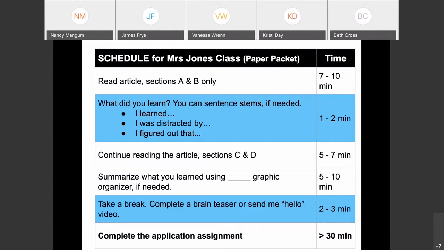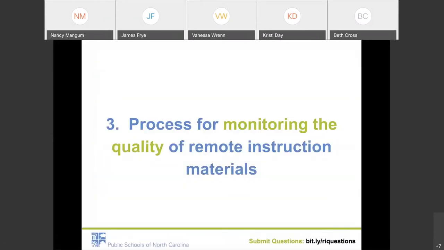So hopefully that gives you some ideas about providing guidance for your teachers with instructional time and practice and how to help students apply what they're learning. Again, going back to those instructional design principles, there is a lot of guidance there around the design and the time expectations that hopefully will be helpful for you. On the next slide, we'll go into thinking about the process for monitoring the quality of remote instruction materials.